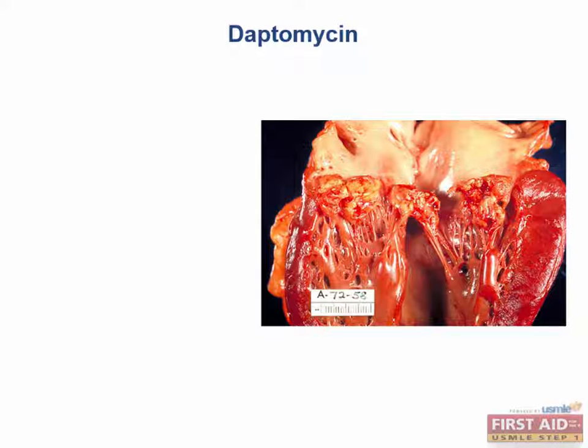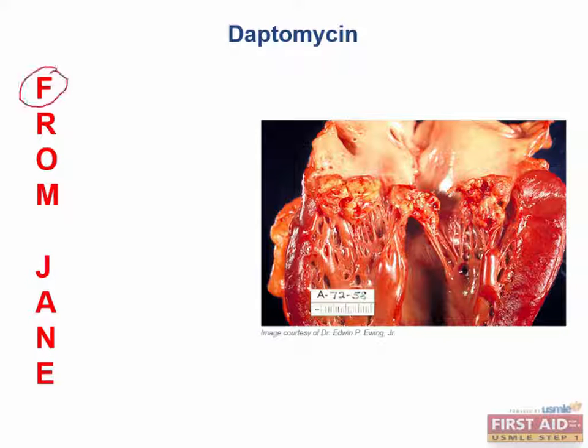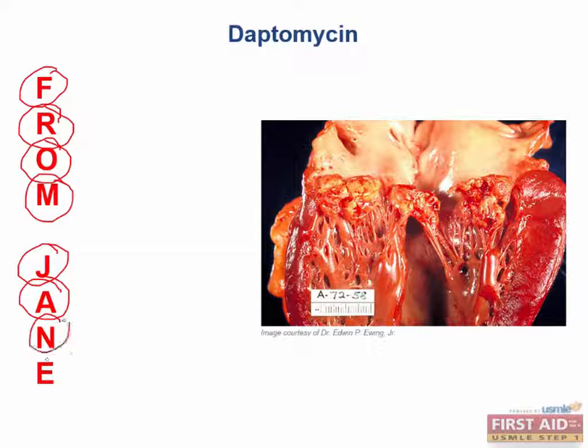Well, remember the mnemonic from Jane. The mnemonic stands for fever, Roth spots, which are hemorrhages seen in the retina, Osler nodes, heart murmurs, Janeway lesions, anemia, nail bed hemorrhages, and emboli. As a reminder, daptomycin is saved to treat endocarditis caused by resistant organisms like MRSA or VRE.